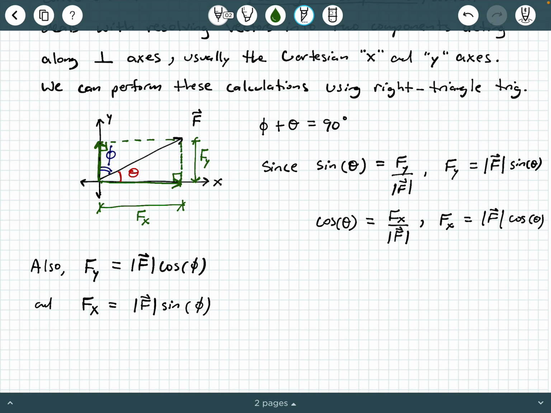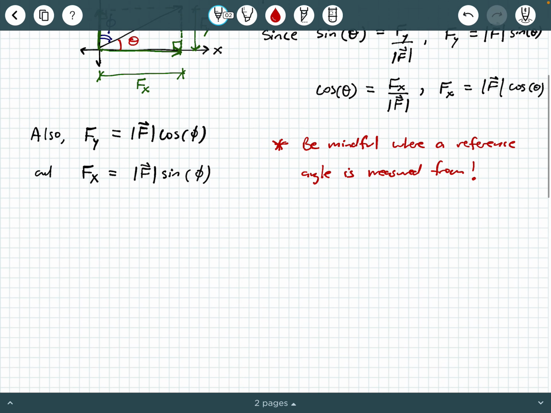So the moral of the story is what? The moral of this is be mindful where a reference angle is measured from, okay? Be very careful. If you flip-flop your sine and cosine recklessly, you're going to get the wrong answer, okay? So back to something I said earlier.